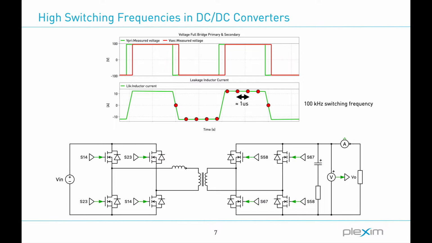Now, what you see here is the leakage inductor current, and here actually the zero crossing detection is important, but what is even more important is the current that's drawn from the DC link, because they will affect the voltages, and the voltages are the quantities that we are controlling.